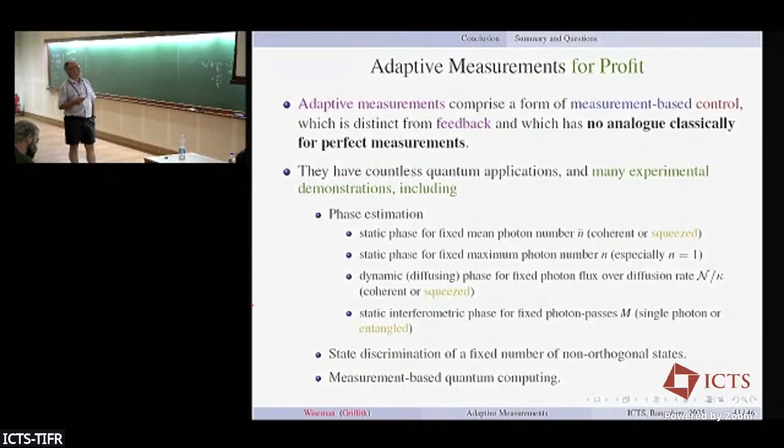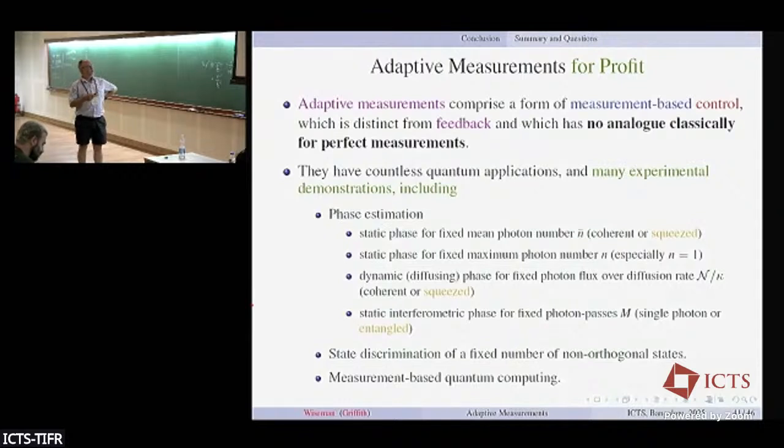So, adaptive measurements for profit. Adaptive measurements are a type of measurement-based control, but distinct from feedback, and they have no classical analog, at least for perfect measurements. They have countless quantum applications, and many of them have been demonstrated experimentally.